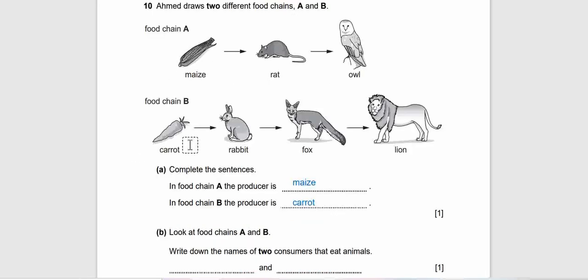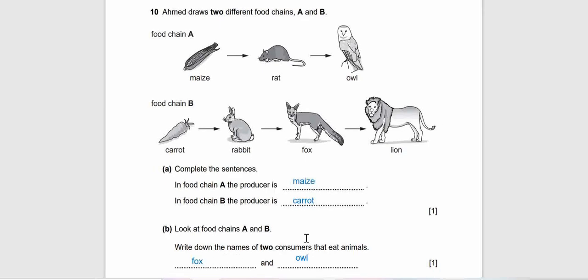Next. Right, question B. Look at the food chains A and B. Write the names of two consumers that eat animals. What and what? 10 seconds. Okay, let's open up the answer, guys. So it's fox and owl. Owl eats rat, fox eats rabbit, or you may also answer lion. Just put down two answers.